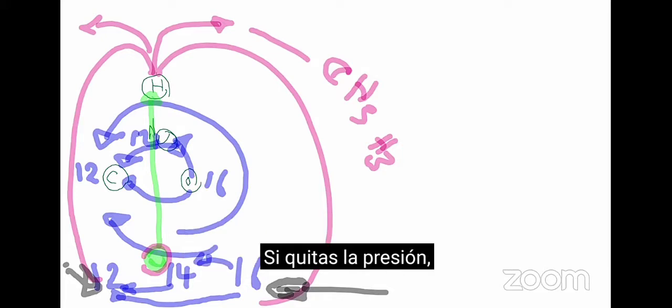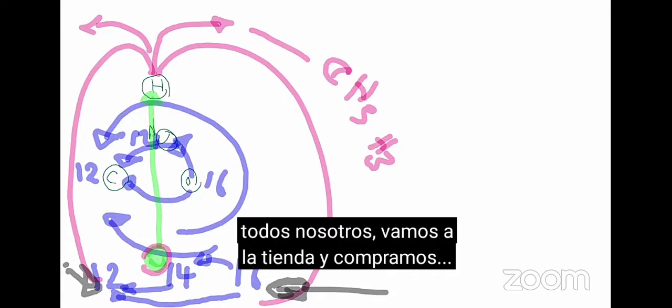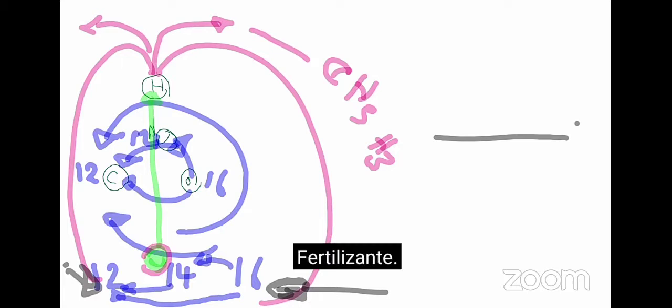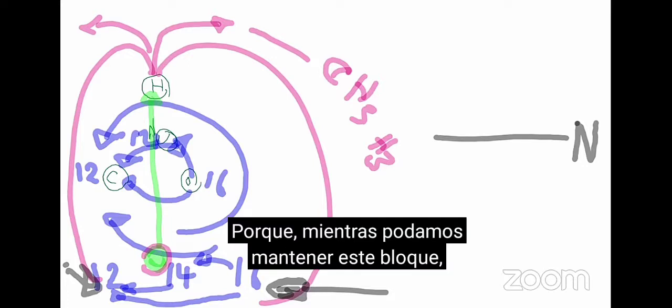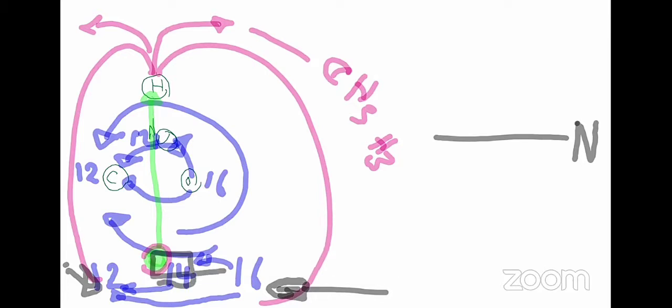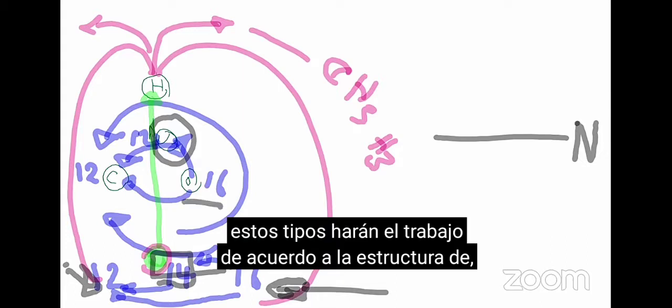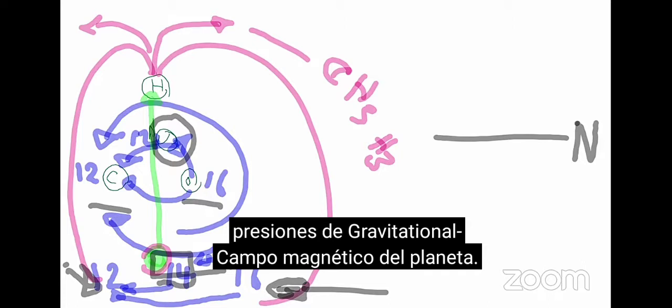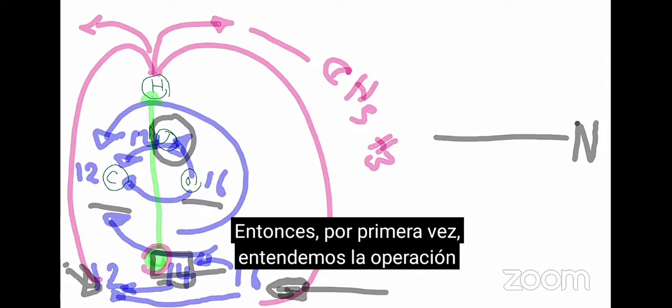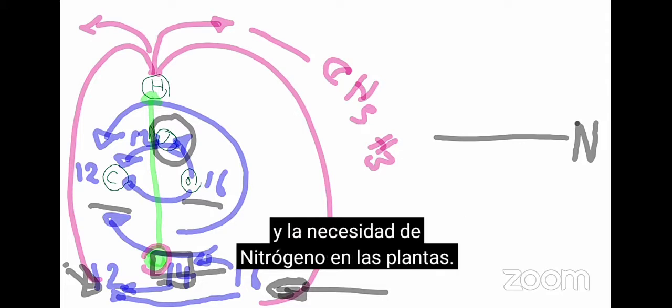If you take the pressure out, and this is one of the reasons every one of us goes to the shop and buys fertilizer, nitrogen. Because as long as we can keep this block or this guy in control, these guys will do the work according to the structure of the pressures of the gravitational magnetic field of the planet. So for the first time we understand the operation and the need of nitrogen in the plants.